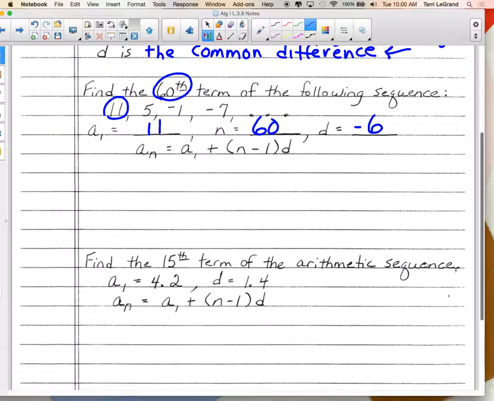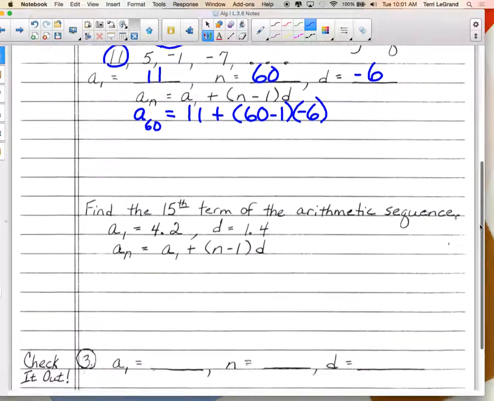Okay, well now we're ready to fill into our formula. So a sub 60 equals 11 plus 60 minus 1, and that's going to be multiplied times -6. Don't just write -6 behind there without parentheses or a multiplication dot, or you'll think it's subtraction, and then you'll do the problem wrong. Was this one of them in your SQ3Rs? Yes. Okay, well let's see if you got it right then.